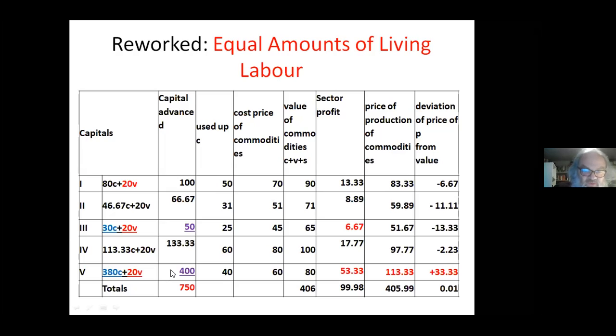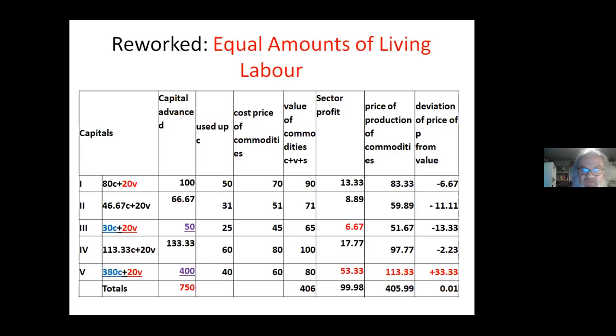And if you work through the example, you'll find that in fact, there's more capital invested, advanced in this capital intensive sector than in the whole of the rest of the sectors put together. So that's 400 out of 750. So when it comes to claiming the profit according to and in proportion to the capital invested, then this sector claims more than half the profit.